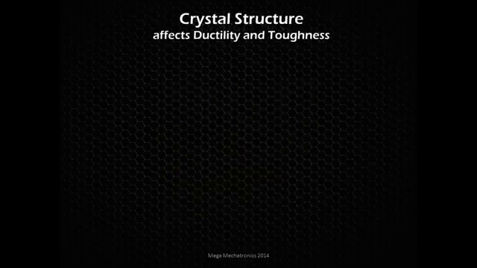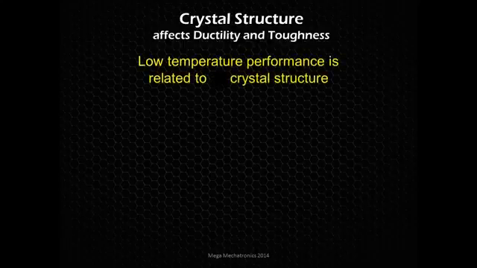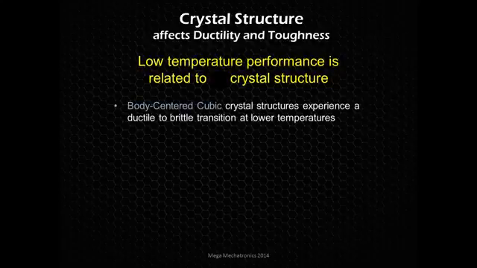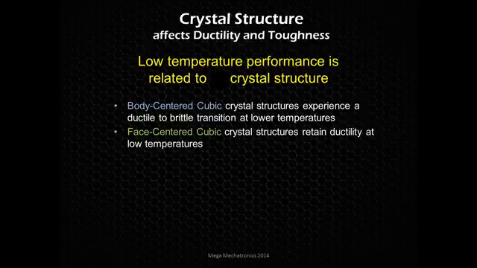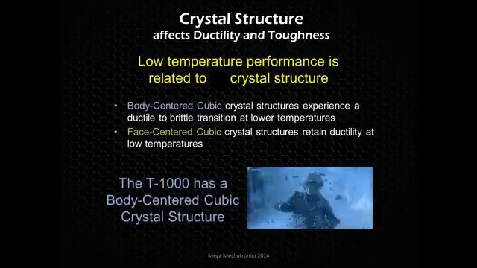So that crystal structure, FCC, BCC, will affect the ductility and toughness at different temperatures. At low temperature, we hit on this in the last one, in ductility, I mean. Low temperature performance is related to the crystal structure. Body-centered cubic crystal structures experience that ductile-brittle transition. Face-centered cubic structures retain their ductility at low temperatures.